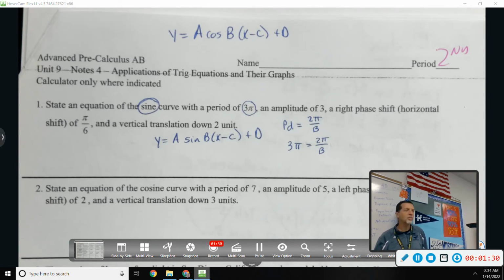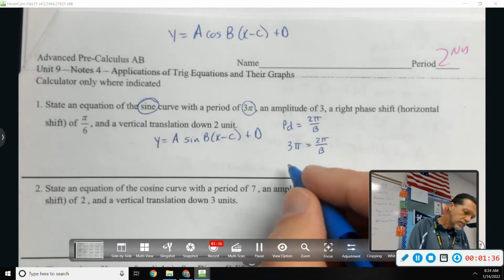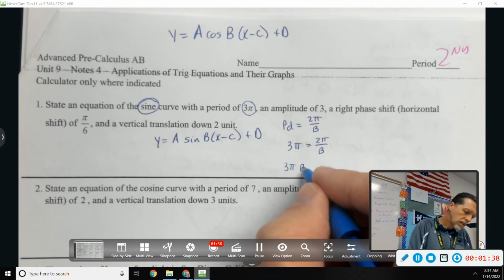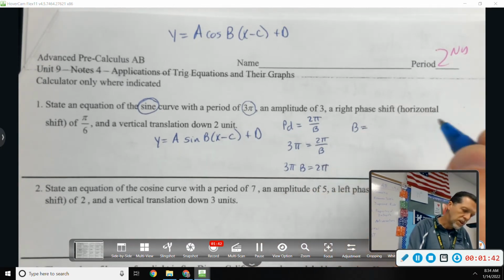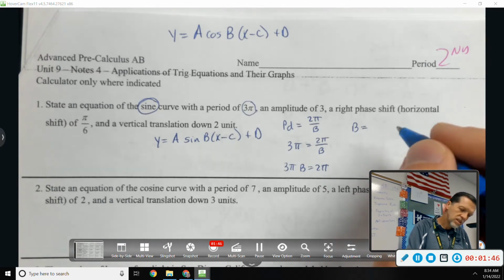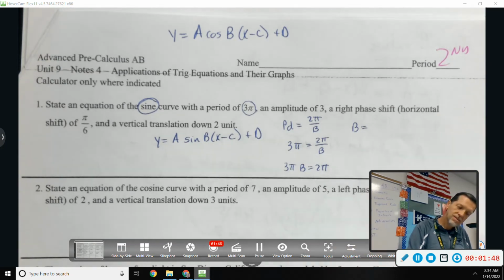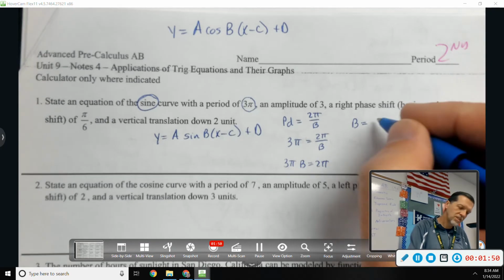I think this is going to be the hardest one. The rest are going to be straightforward. So if I move things around, cross multiply if I need to, what's B going to equal? 2/3.